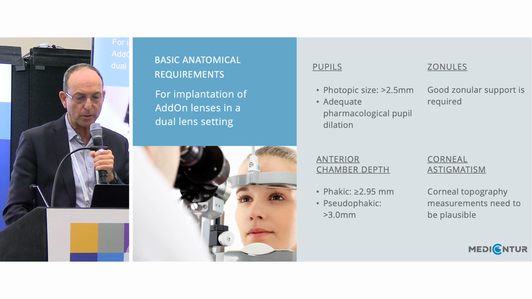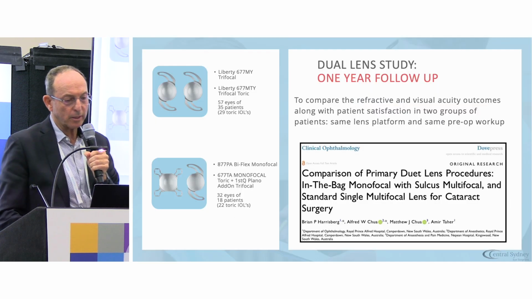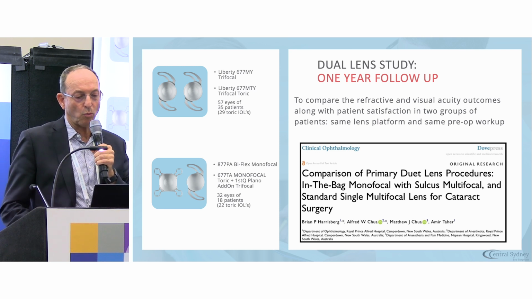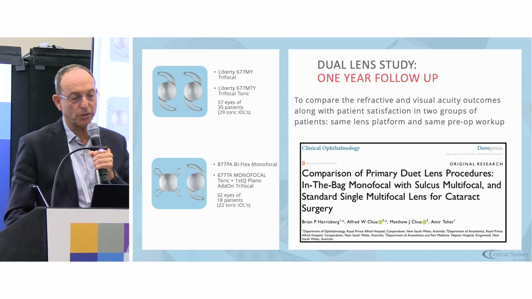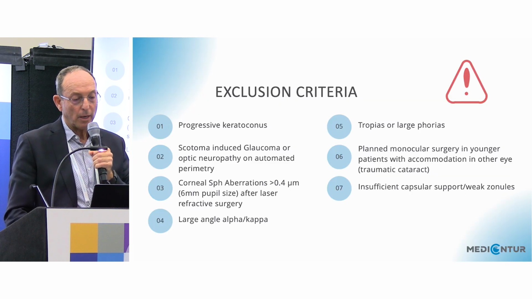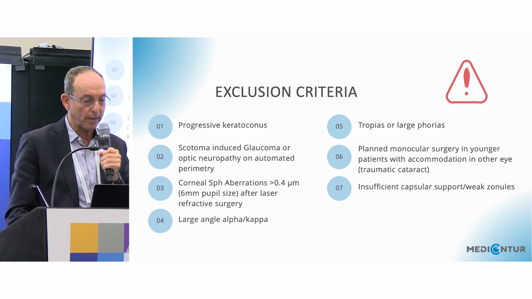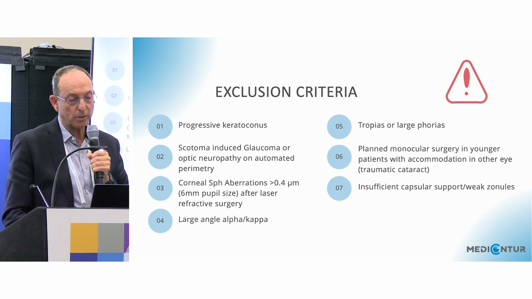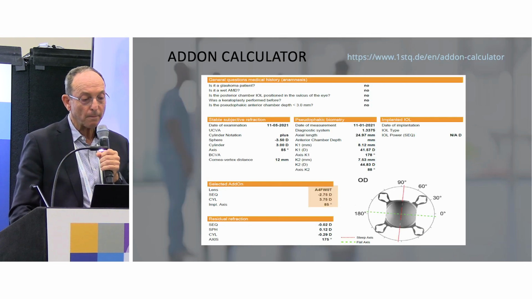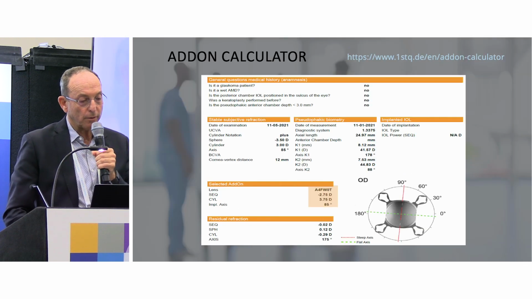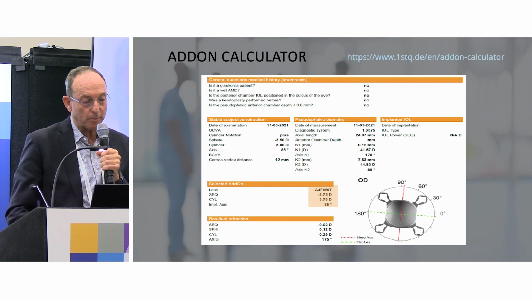So we looked at a comparison of 2 lenses at once, the monofocal in the bag and the sulcus multifocal add-on versus the Liberty. And for both, you have to go through this strict exclusion criteria, which is essential. And there's the story on angle alpha, kappa, tropias, issues with zonules, etc. The lens comes in a wide range.